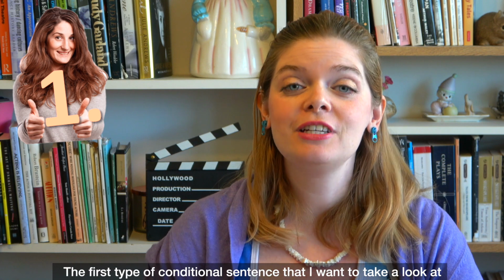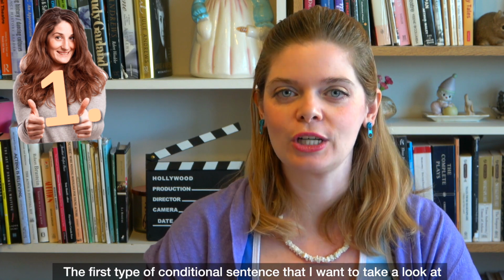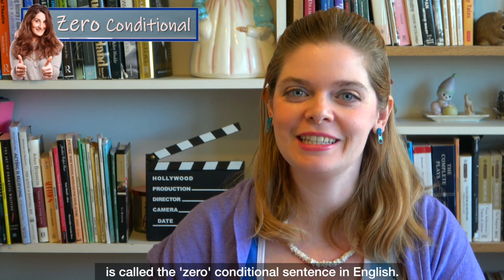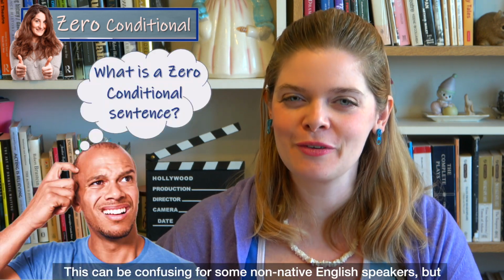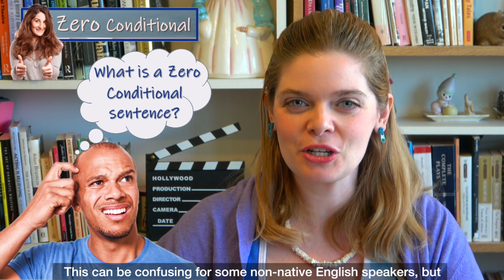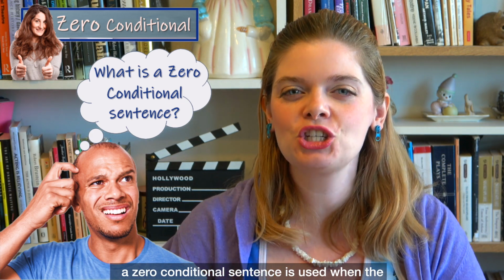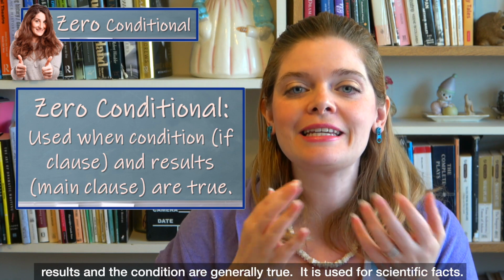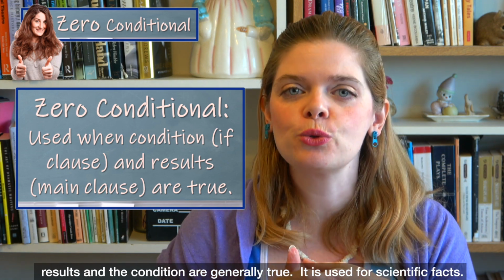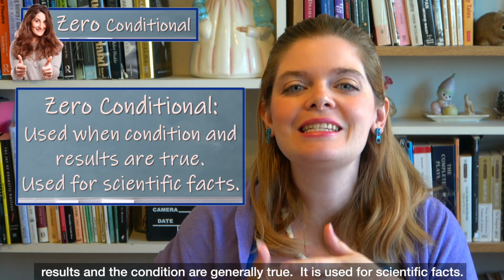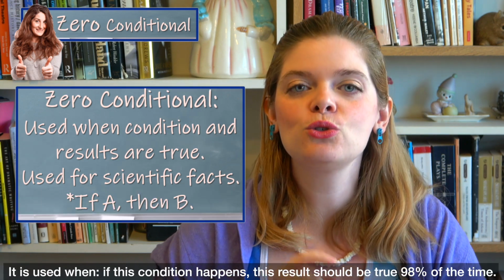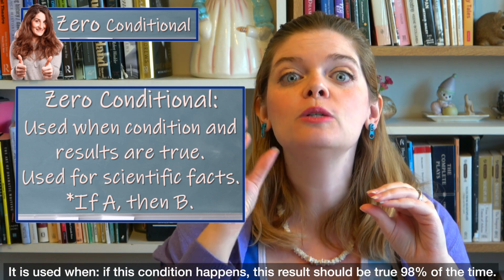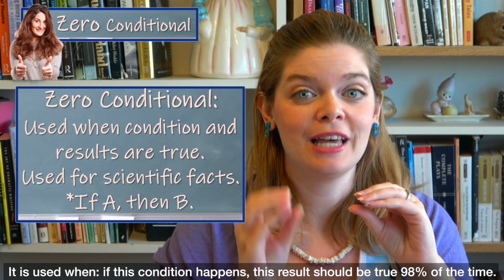The first type of conditional sentence that I want to take a look at is called the zero conditional sentence in English. This can be confusing for some non-native English speakers, but a zero conditional sentence is used when the results and the condition are generally true. It's used for scientific facts. It's used when, if this condition happens, this result should be true 98% of the time.